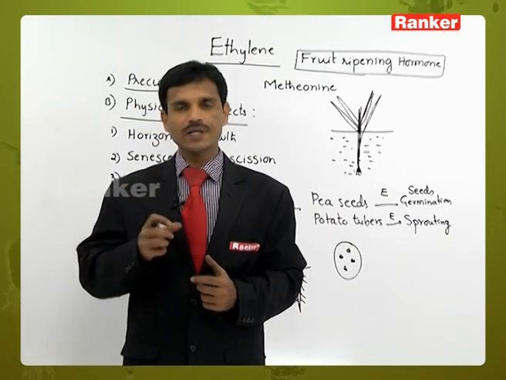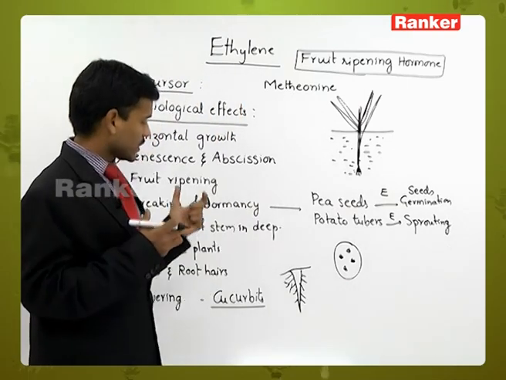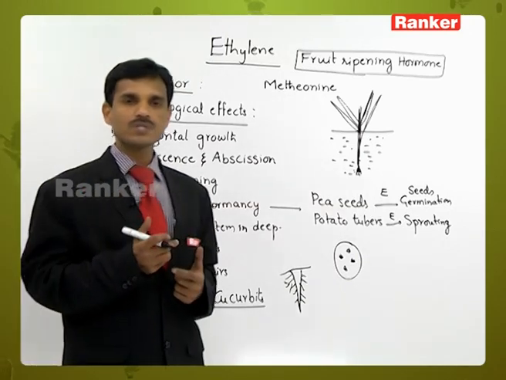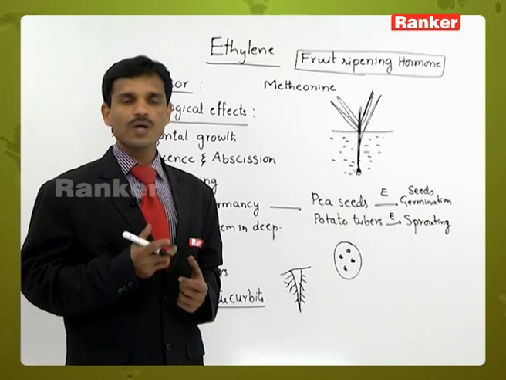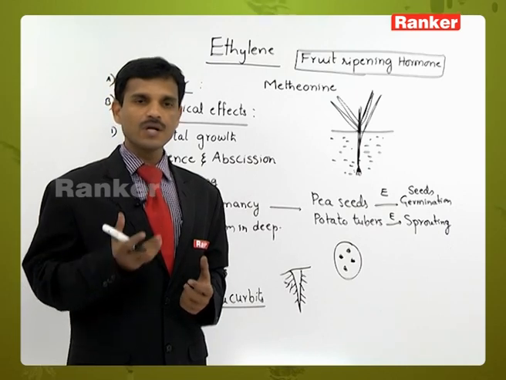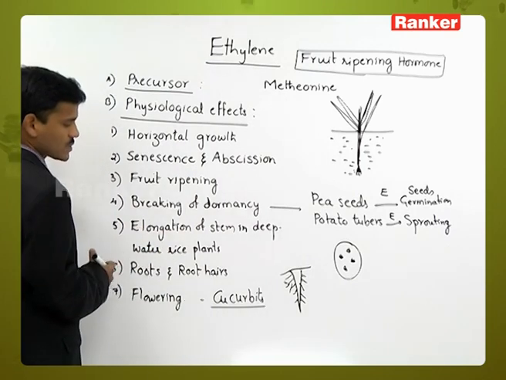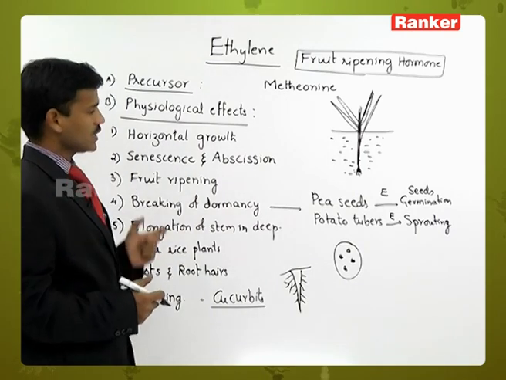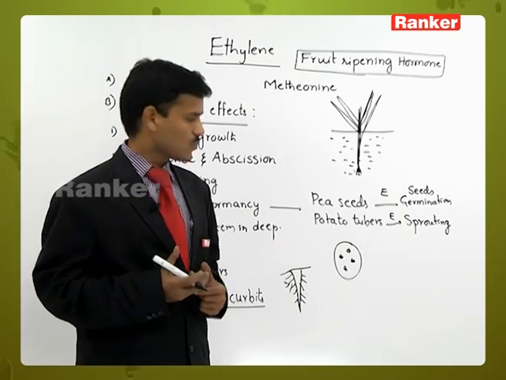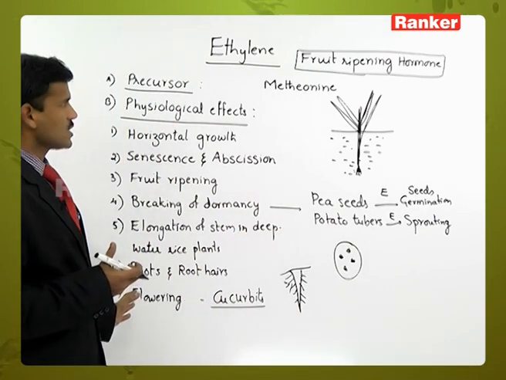If we use ethylene, or ethylene is produced in the plant body, with the effect of ethylene more female flowers are produced. If more female flowers are produced, after pollination and fertilization more fruits are formed. If male flowers are produced, no use. But if more female flowers are produced, after fertilization they develop into fruits. So more yielding. If we use ethylene on cucurbits, more female flowers are produced and more fruits are formed, so we can get more yield. So these are some physiological effects of ethylene.